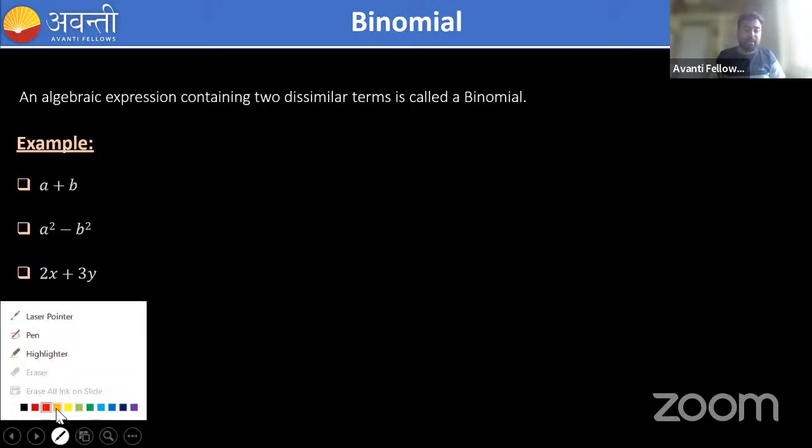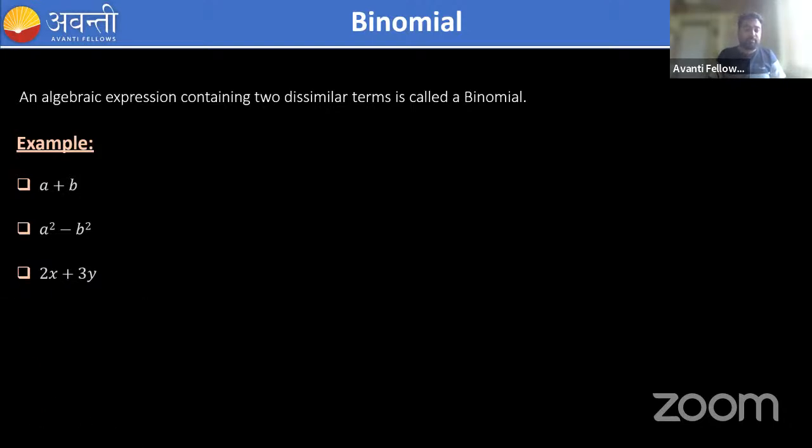Let's see. Here you have some examples of binomial. Here you have two terms in these expressions, a plus b. a and b are the two terms in this expression. That's why these are called binomial.